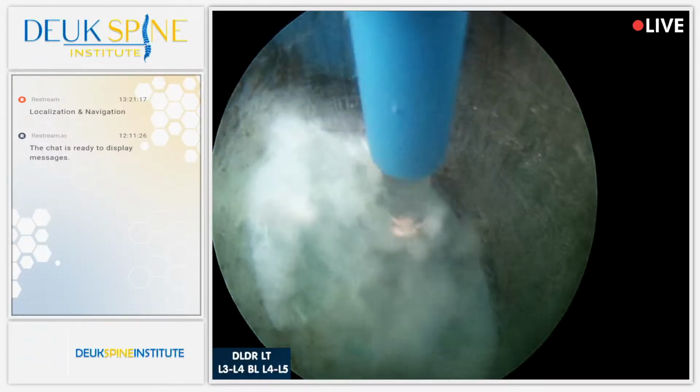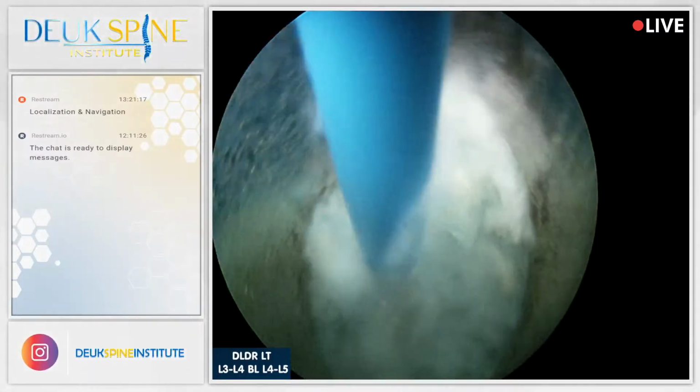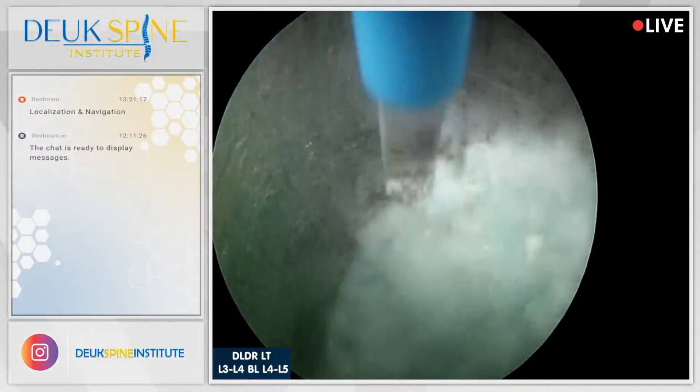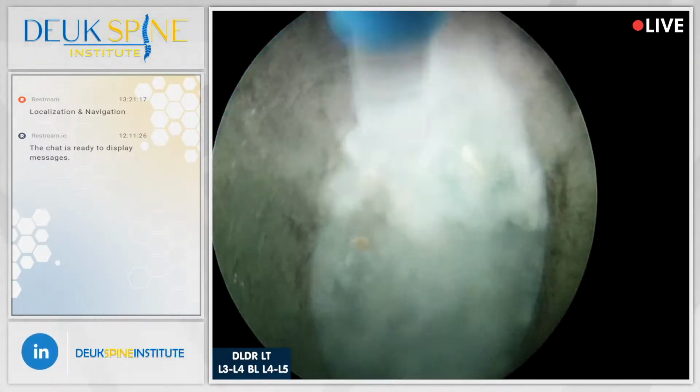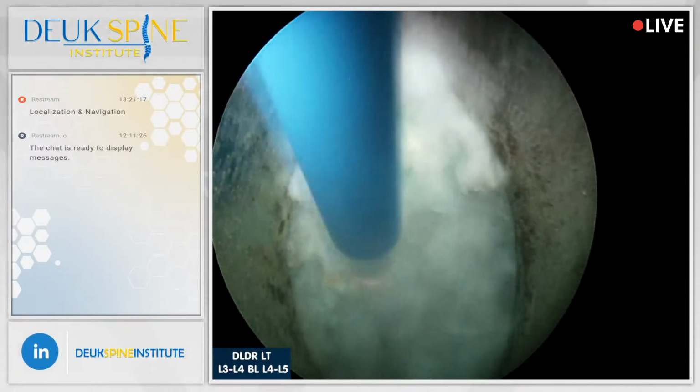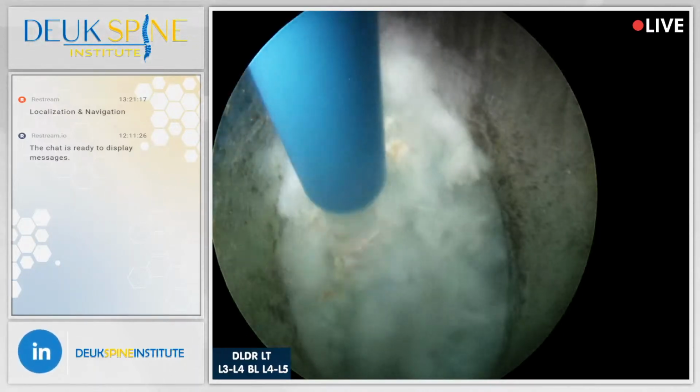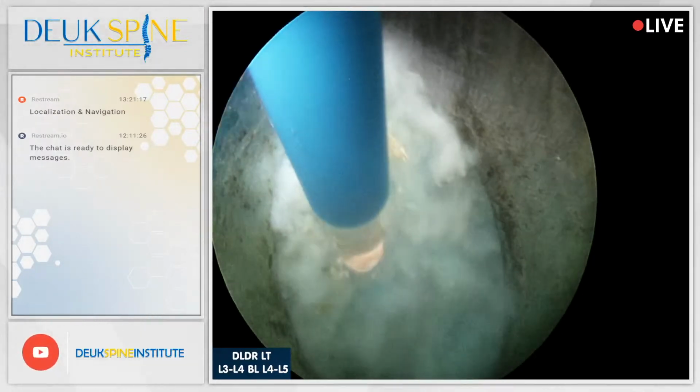This patient's going to go home an hour after their surgery. And this patient in particular is from Texas. The last patient was from Trinidad and Tobago, from the islands.